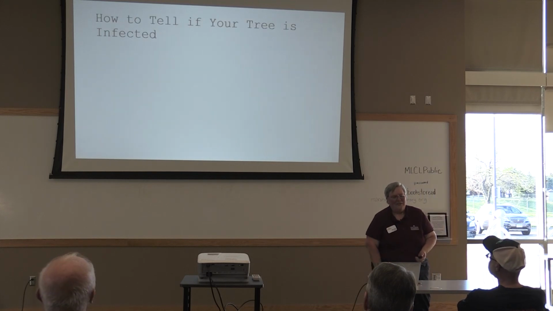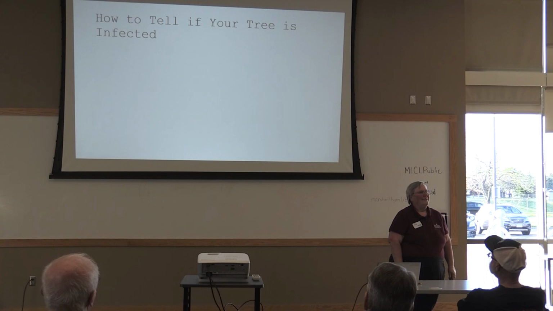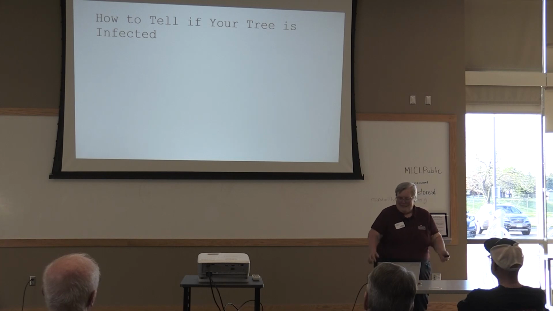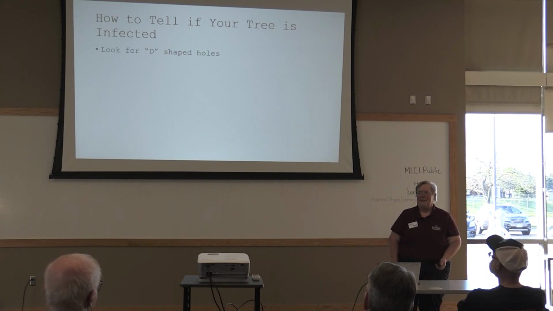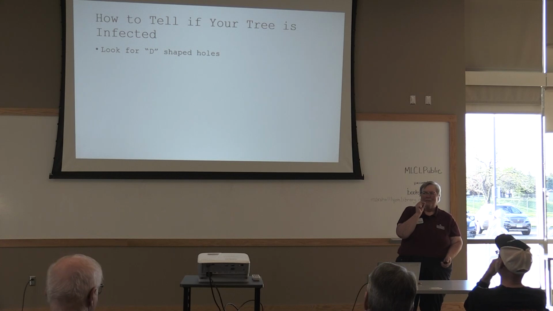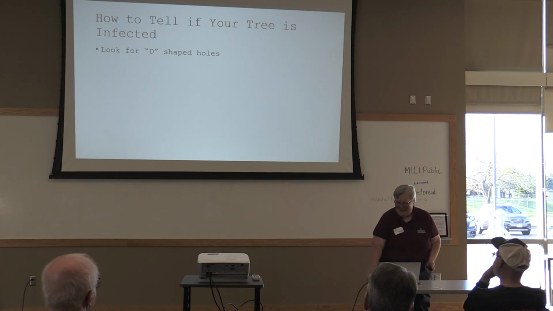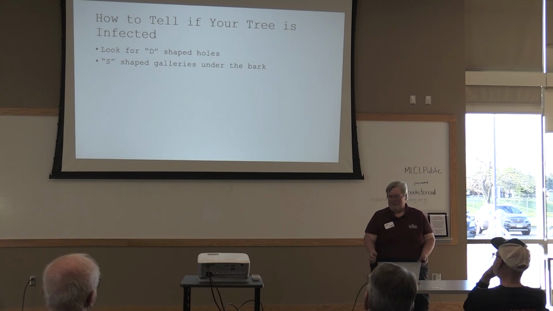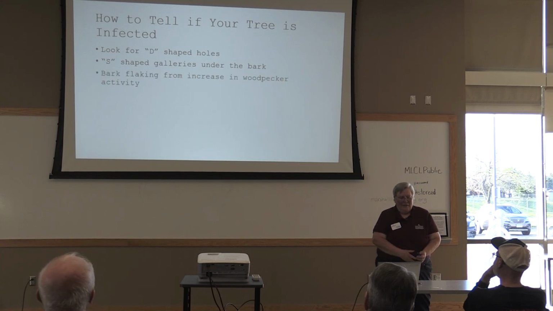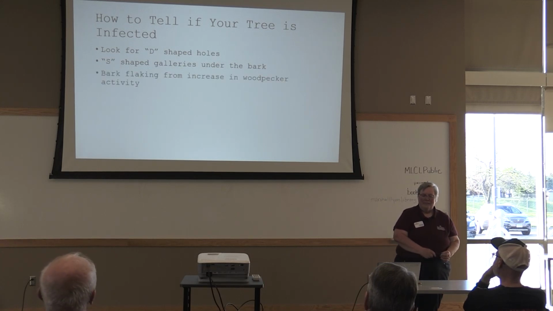So how do you tell if your tree is infected? I mean, it's not wearing a big sign. So when you read all of the information, the things they tell you are, look for D-shaped holes. Remember I said that insect is 1/2 inch wide? It makes a hole 1/2 inch wide. Look for S-shaped galleries under the bark. That means you got to peel the bark off, which is not real helpful for the tree. And you look for an increase in bark flaking from woodpecker activity.